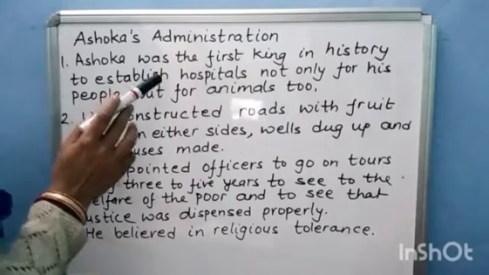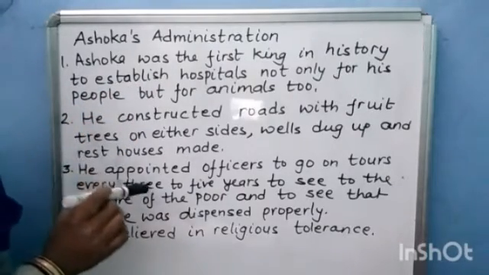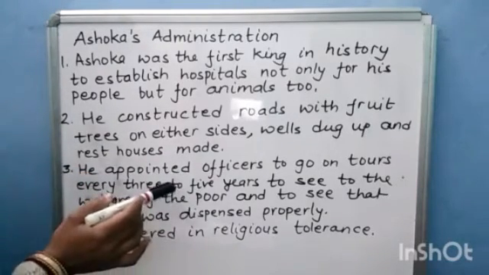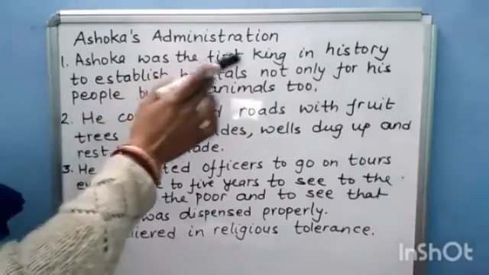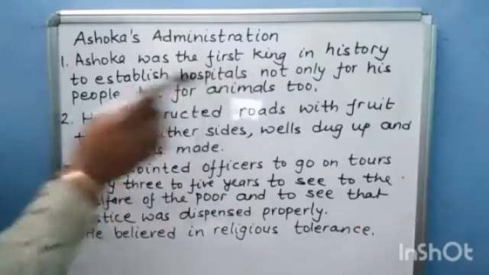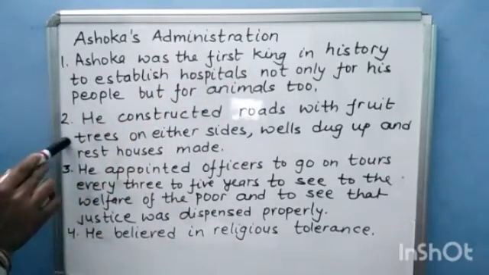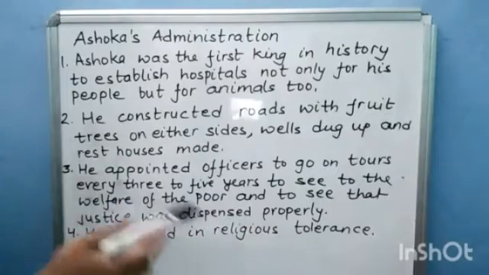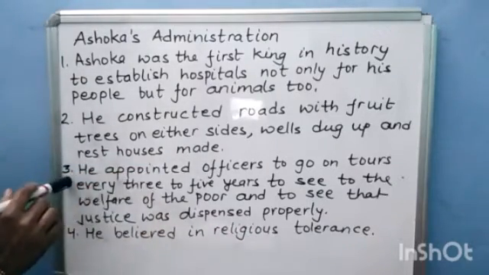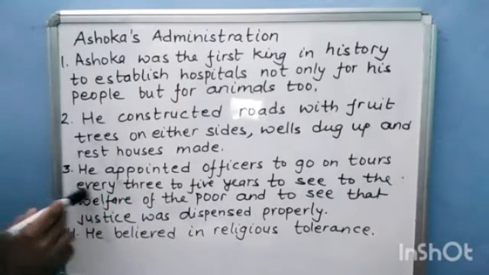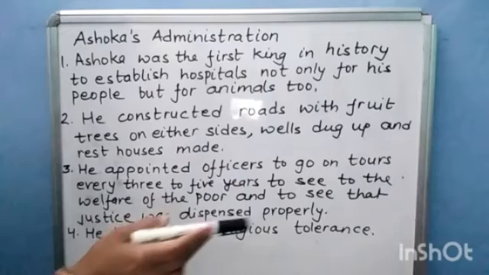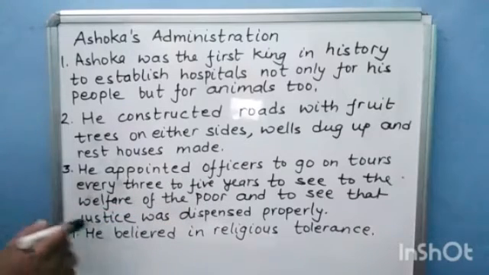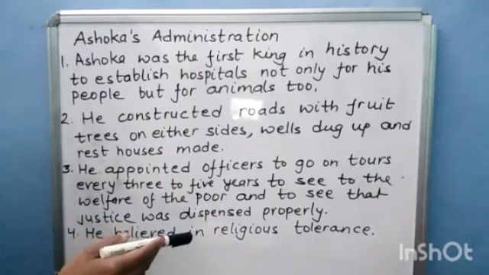Now, Ashoka's administration. Ashoka spent all his energy towards the welfare of his people. He did his best to relieve their sufferings. Ashoka was the first king in history to establish hospitals not only for his people but for animals too. He constructed roads with fruit trees on either side, wells were dug, and rest houses made. He appointed officers to go on tours every 3 to 5 years to see to the welfare of the poor and to see that justice was dispensed properly.